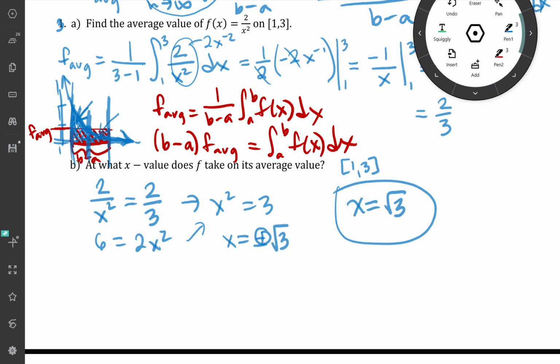Alright, so that is average value of a continuous function. So bottom line, memorize the formula. Hopefully it's easy because it makes sense.